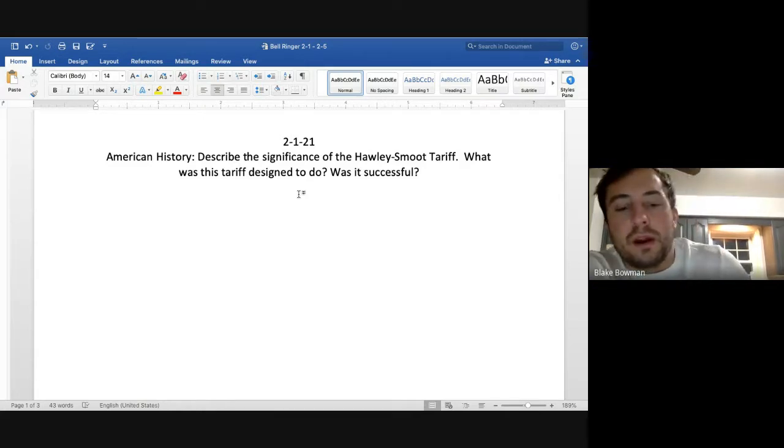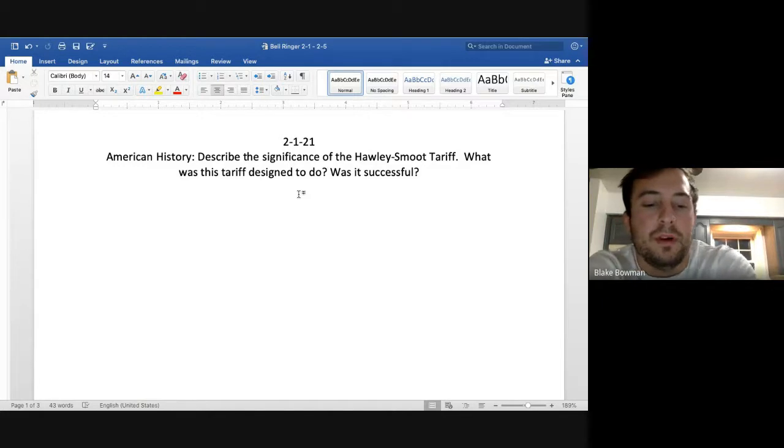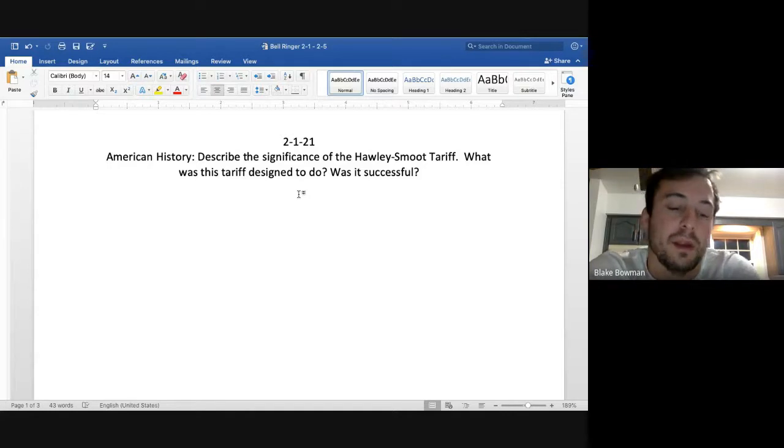All right, the Hawley-Smoot tariff was designed by politicians and economists in the late 1920s, moving into the 1930s after the Great Depression, to try to spur economic activity. And the plan was, well, if we put a tariff on imported goods, then it's more likely that American citizens would buy products made at home in the United States, right? So that was the idea.